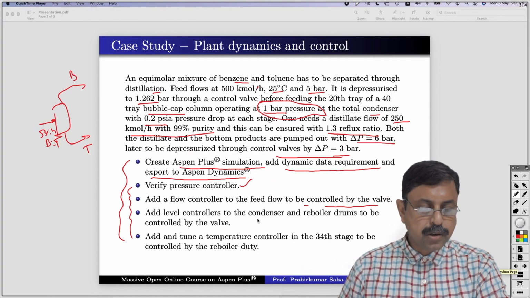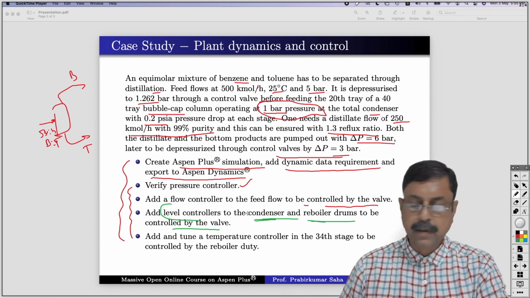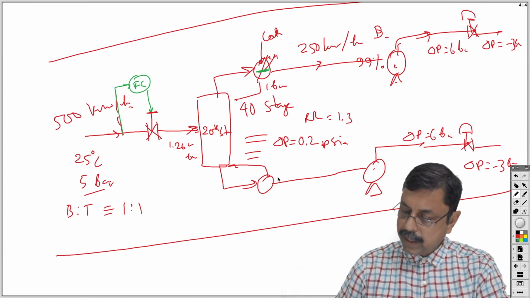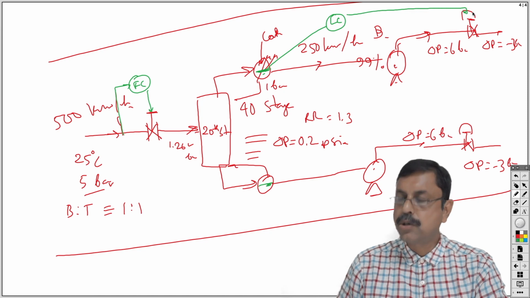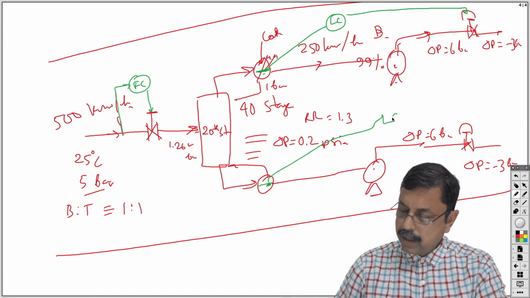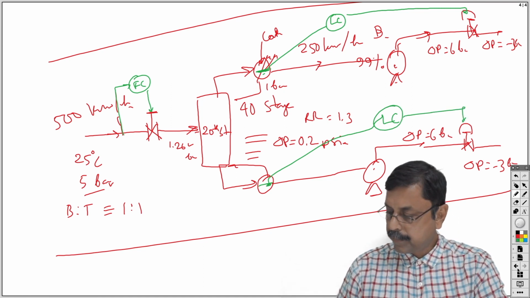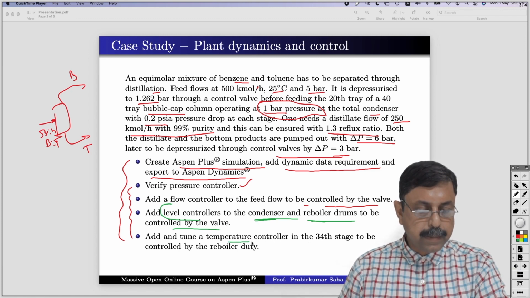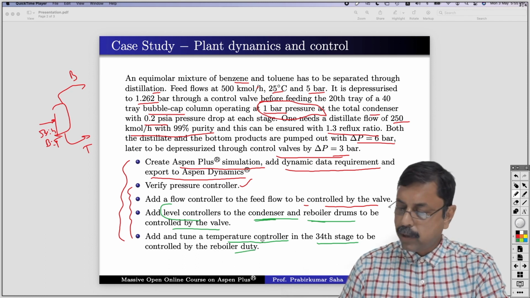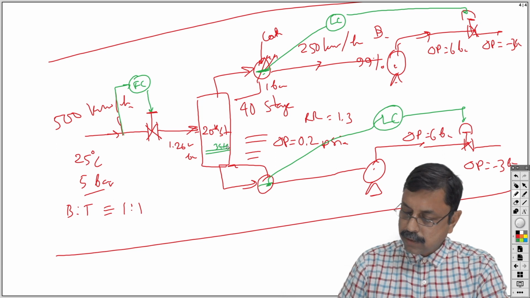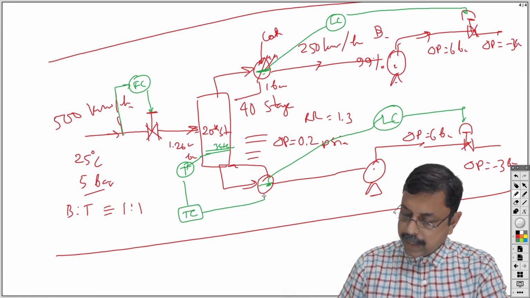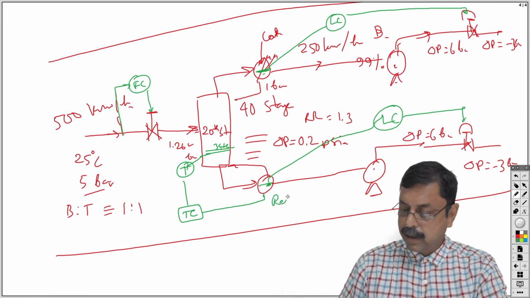Then add a level controller to the condenser and reboiler drums to be controlled by valve. So the levels of condenser and reboiler drum have to be controlled. So the level over here will be measured, and there will be a liquid level controller which will control the valve here and here as well. Okay, and finally add and tune a temperature controller in the 34th stage to be controlled by the reboiler duty. So we will have the 34th stage over here, whose temperature will be measured, and that temperature will be controlled by a temperature controller by manipulating the reboiler duty.